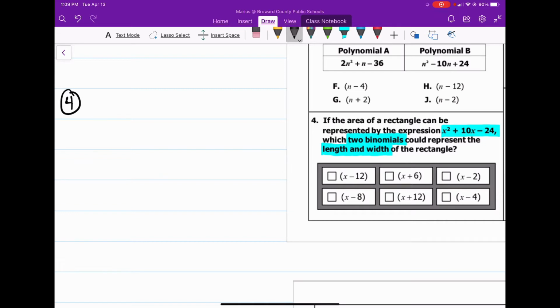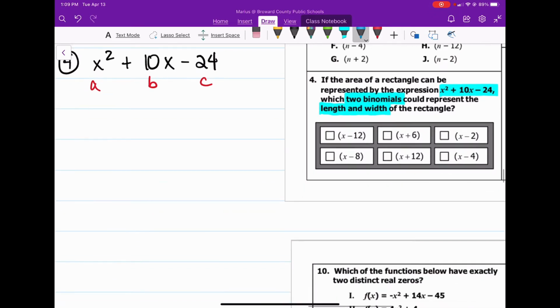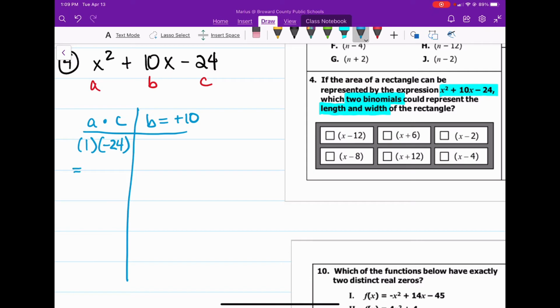So number 4 is x squared plus 10x minus 24. Now, since a, the leading coefficient, is equal to 1, we can just use our a times c method to figure out the factors. So we do a times c, and we need to know what b equals. In this case, b is equal to positive 10, and a is positive 1, c is negative 24. So when we multiply those two, we get negative 24.